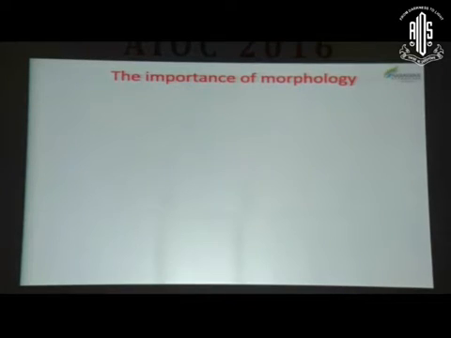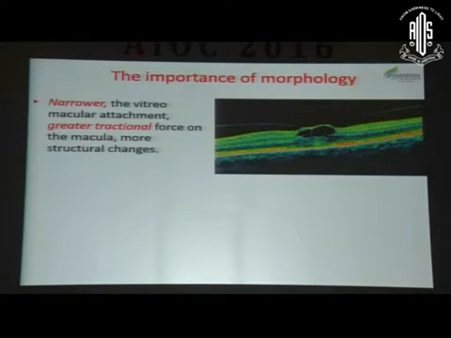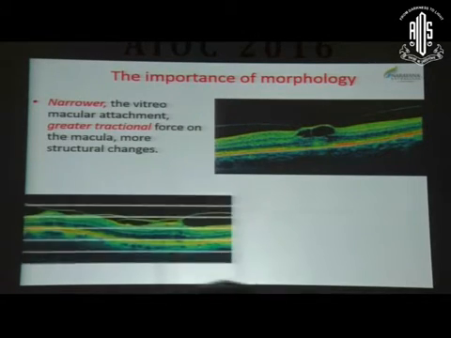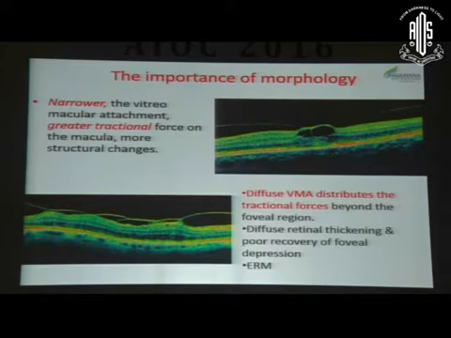And the other importance of morphology is if the vitreous is attached in a narrow funnel, there is a greater traction. You can see the vitreous is attached in a narrow funnel. So the vitreous movement, the eye movements, is going to exert more traction. So these patients are likely to have more changes on the OCT. They are going to be more symptomatic. The visual loss also is going to be more. And they will have more structural changes as compared to the broad attachment.